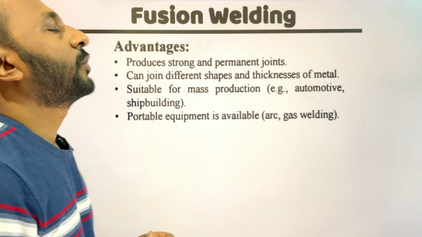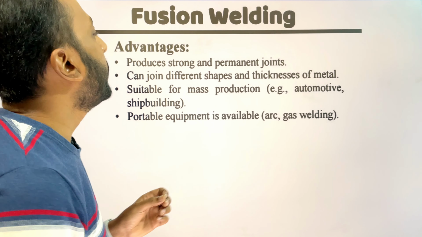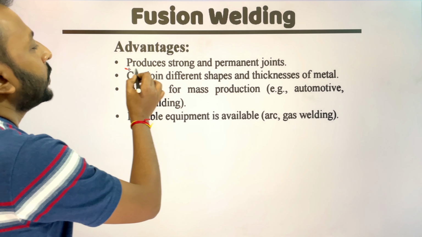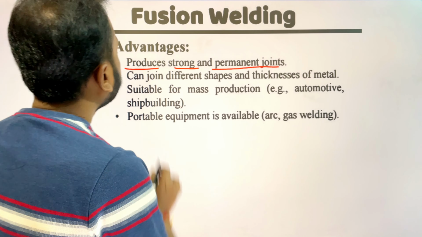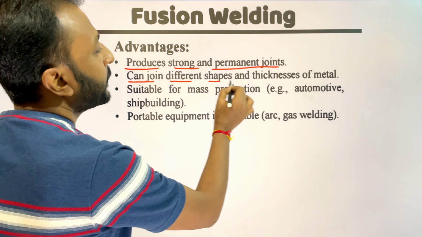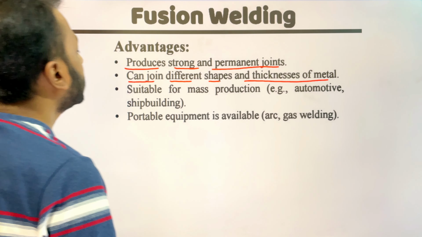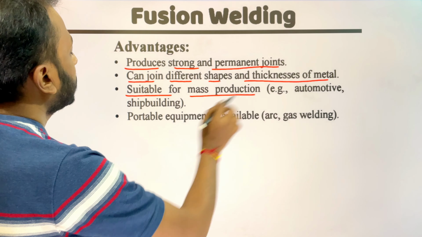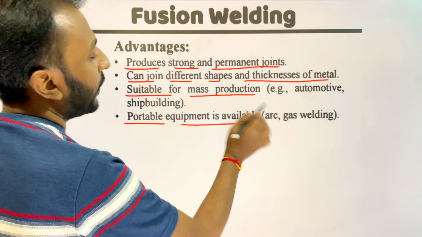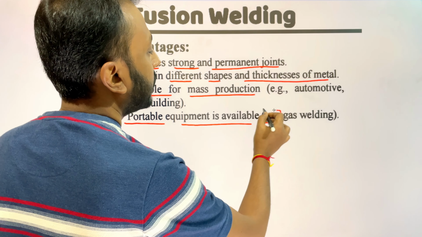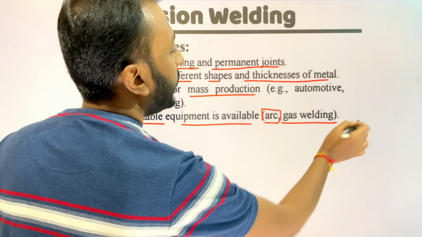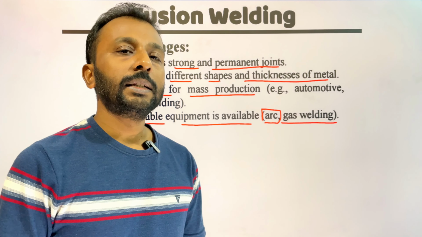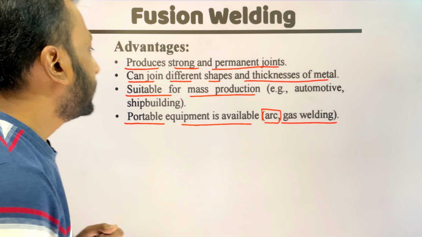What are the advantages of the fusion welding process? We get many advantages. First, it produces a strong and permanent joint, can join different shapes and thicknesses of metals, is suitable for mass production, and portable equipment is available, like arc welding machines and gas welding setups. So we are getting different kinds of advantages.